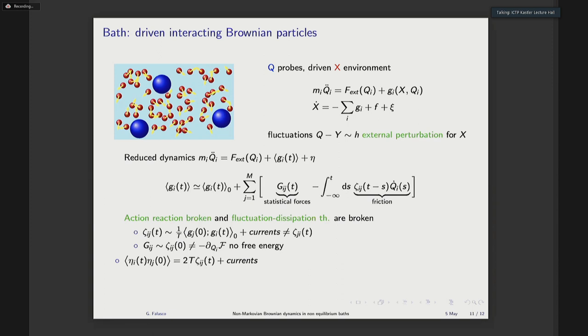The first thing, as we are used to seeing in equilibrium, is just the gradient of the free energy of the environment. When we are out of equilibrium, this is no longer true, it's no longer a gradient force. Because of this, these statistical forces are not reciprocal. So the force that one probe exerts on the other can be different from the reverse. A similar thing happens for the friction. The memory kernel is no longer given by the Green-Kubo relation, but there are modifications in this correlation function due to the probability currents induced by the driving. And so we break this reciprocity of interactions.